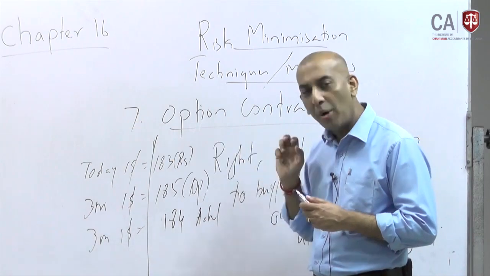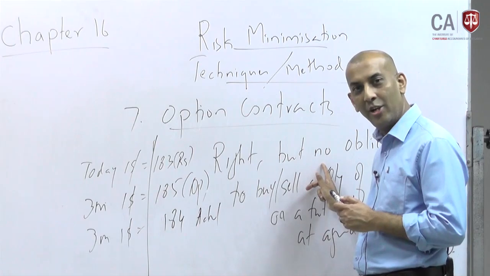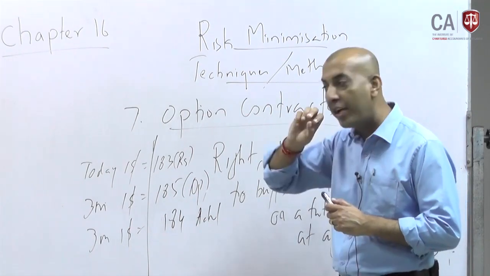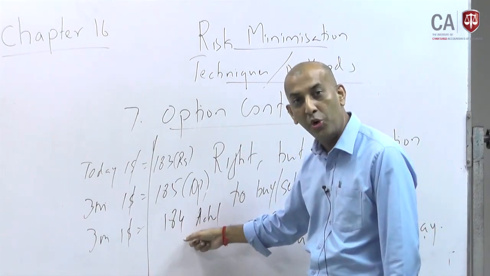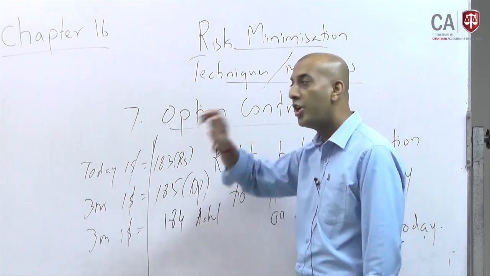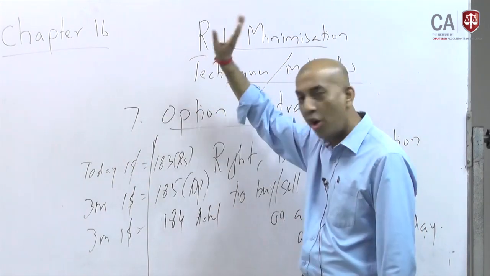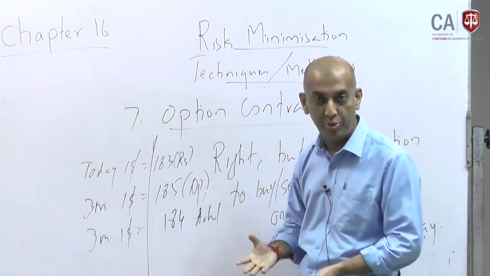Since option contracts have only a right, no obligation, no one is going to find fault with you if you don't exercise your option contract. You can ignore your option contract. Why? Your market rate is more favorable to you than the option contract. So you ignore your option contract. There is no binding on your part. You can ignore your option contract and buy the dollar at 184, which is advantageous to you.